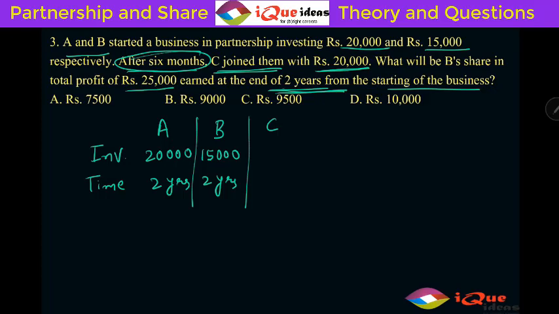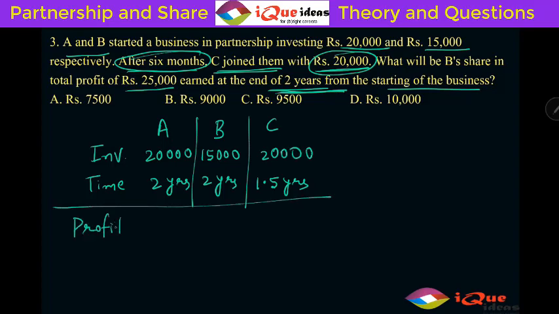Okay. So out of 2 years, he joined after 6 months. That means 1.5 years he was there in the business. So C was there in the business for 1.5 years, right? Because 6 months is half a year, right? And C joined with an amount of 20,000. So the investment of C is 20,000 rupees. So to find profit share or profit ratio, we will get from here investment into time for each one of them.